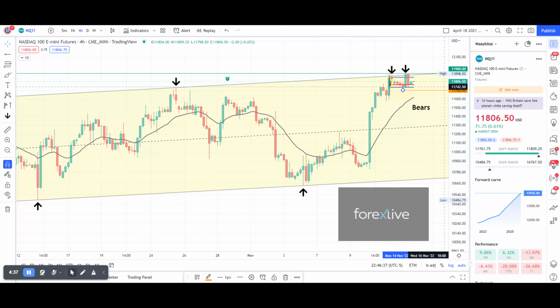In summary, a 4-hour candle closing above 11,900 is bullish. Closing below the 20 EMA of the 4-hour candles is bearish. Trade Nasdaq at your own risk, and I'm tending a little bit bullish right now.